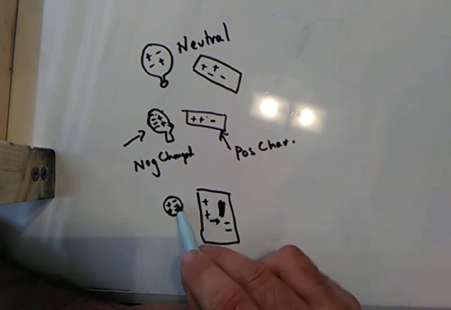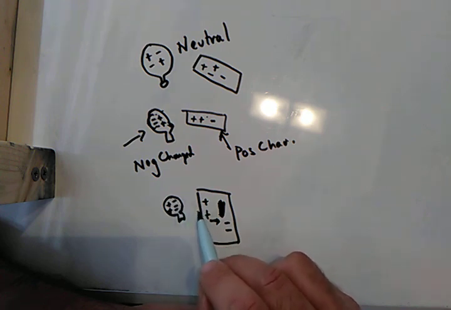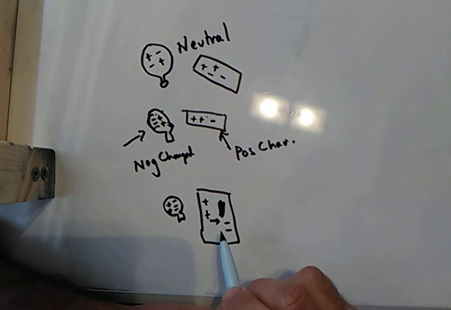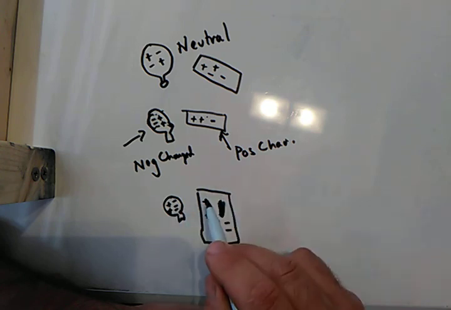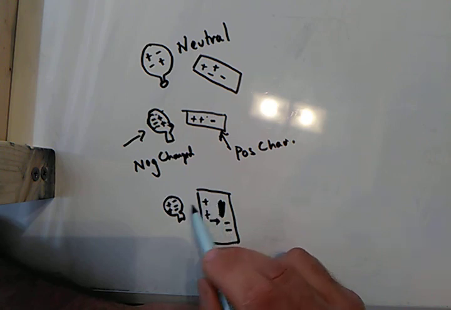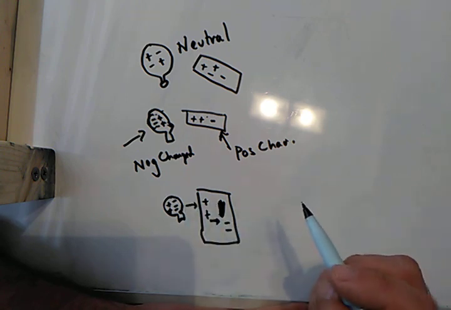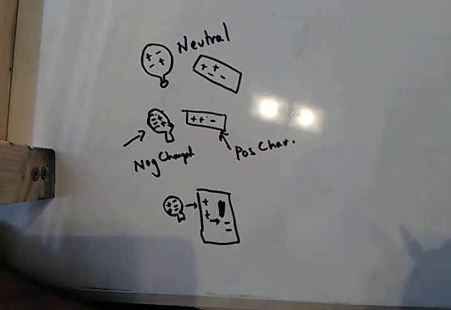So if this is still lined up where negatives are on this side, guess what's going to happen? If I put the balloon to the wall, these two are going to want to come into contact with each other, and so the balloon will actually stick to the wall. And that's how that old trick actually works.